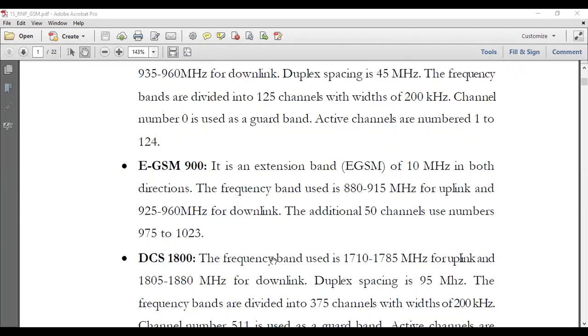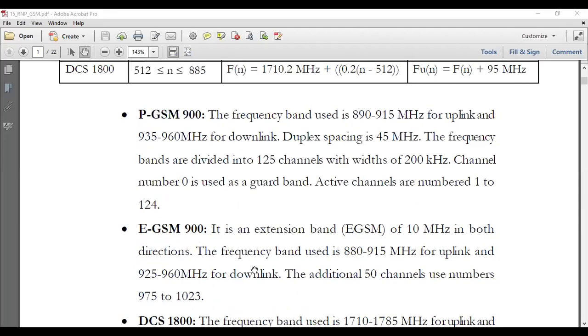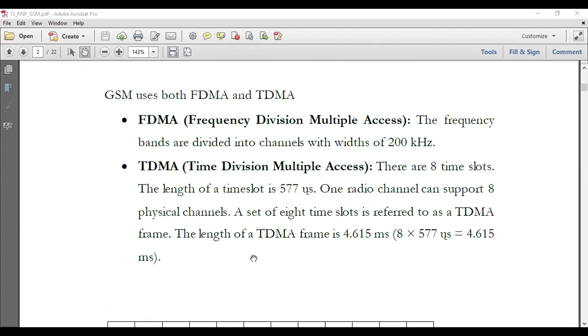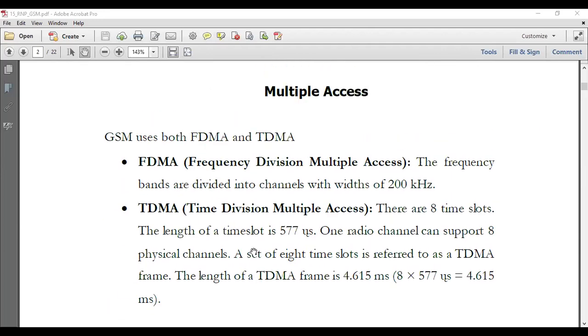The frequencies, we probably discussed that. I'm not sure if we discussed it or not. I don't remember. In the case of 2G, it uses FDMA, TDMA. We need to support many users in a cell. Simultaneously, they will make calls or they will use data.